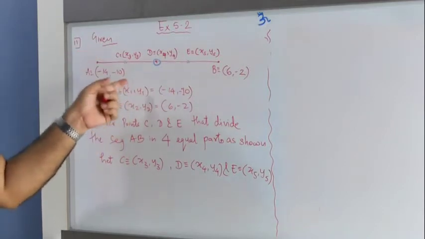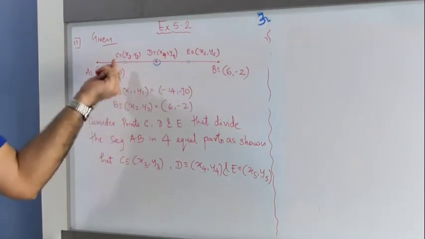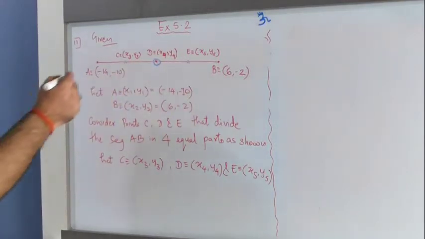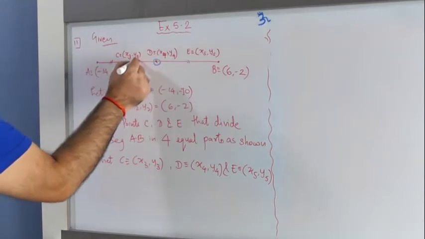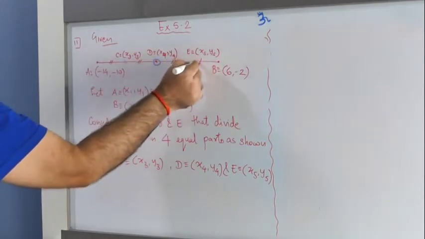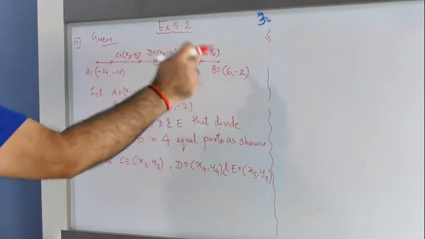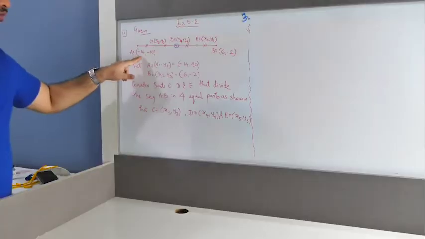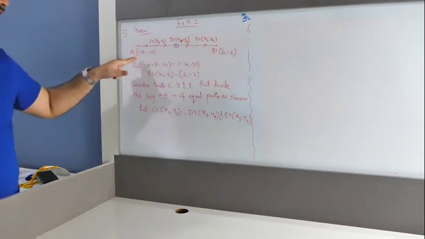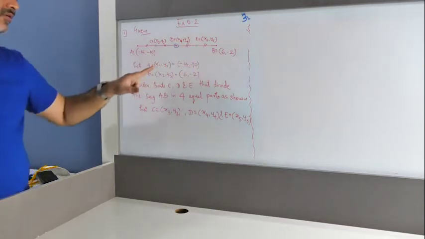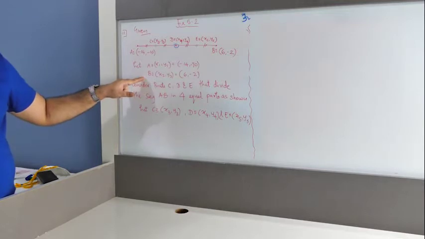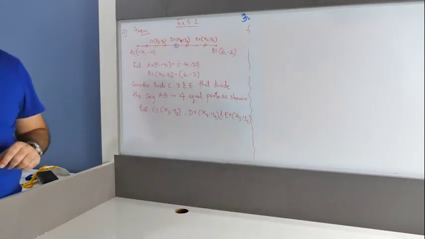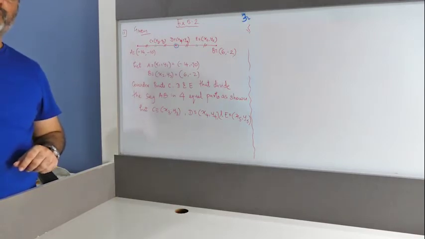How do we divide the segment in 4 equal parts? Obviously, we will need 3 points, right? Now, 4 equal parts means this is congruent to this, is congruent to this, is congruent to this, all 4 parts are equal, alright? That's the situation. We are given the coordinates of the end points A and B, and we are supposed to find out the coordinates of the 3 points in between the segment, right?